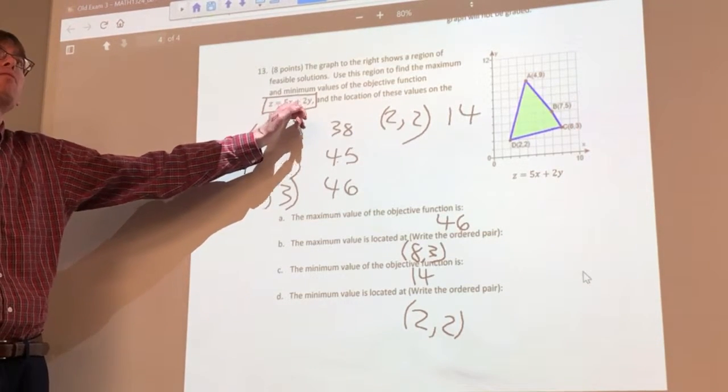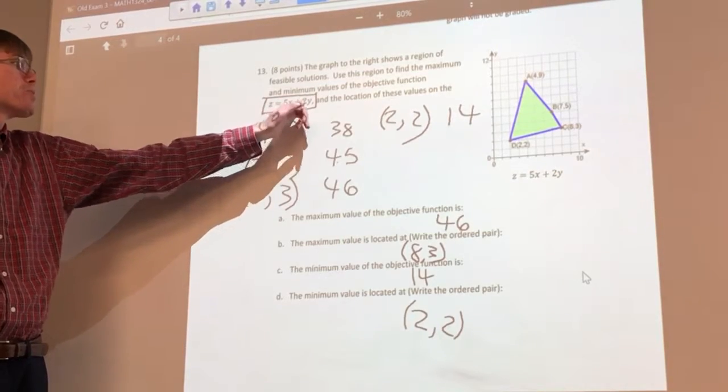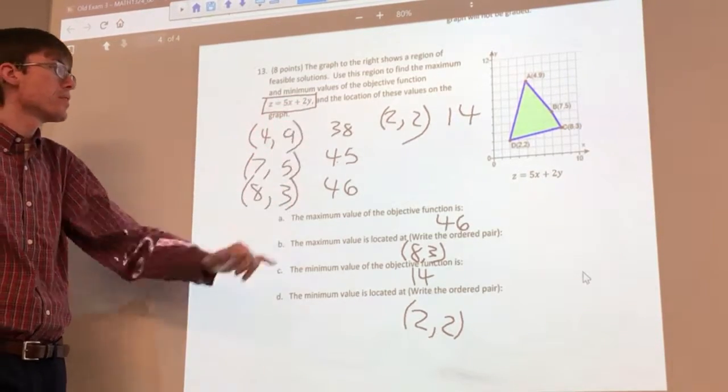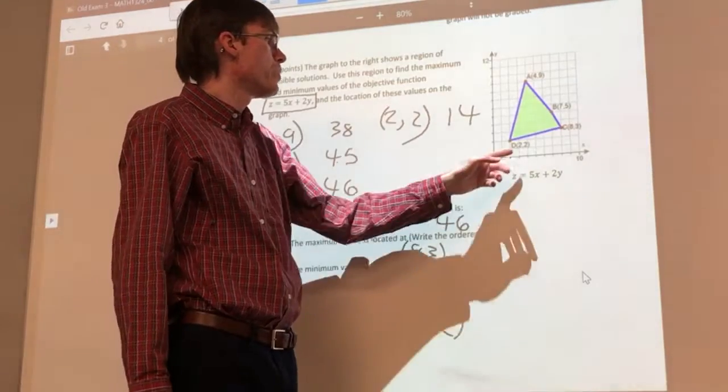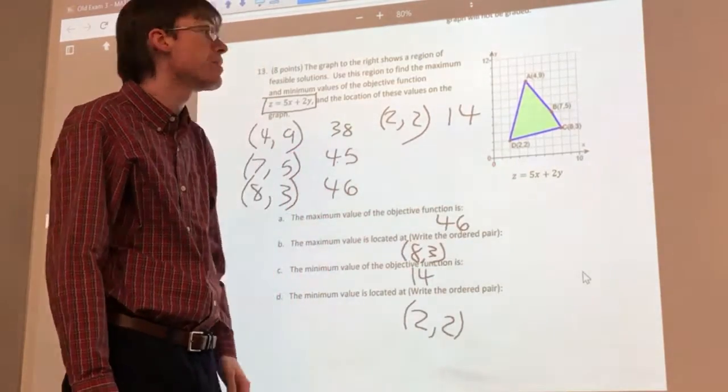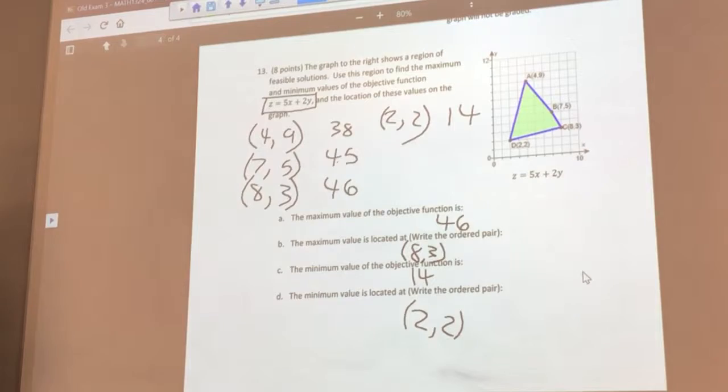I think if these numbers are both positive, then it's likely that the minimum will be the one that's closest to 0, 0. But if one of these had been negative, that could have messed it up. So I would just work it out. What you get is what you get.